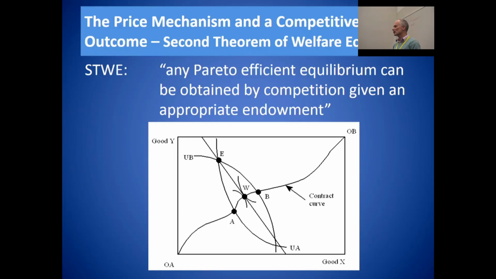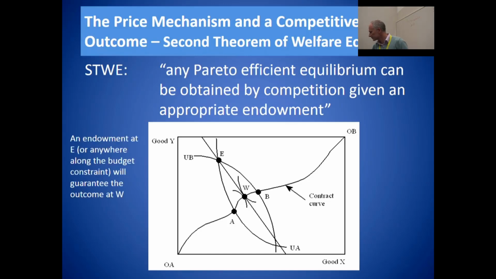Just to give you a definition initially. The second theorem of welfare economics says that any Pareto efficient equilibrium can be obtained by competition, given an appropriate endowment. That's the second theorem of welfare economics. So, using the diagram that we've got already, what would the second theorem say?